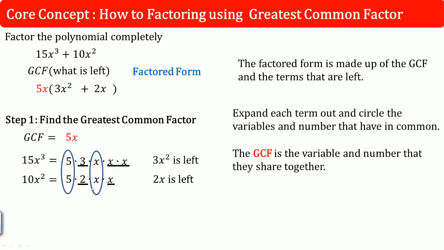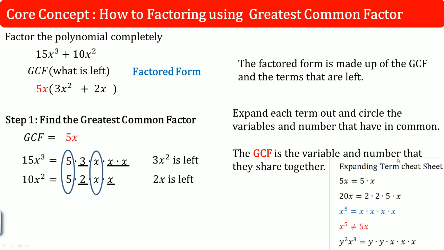If some of you need help down here on how to expand it, I gave you a cheat sheet. So 5x can be broken down into 5 times x, 20x can be broken down into 2 times 2 times 5 times x, and so on and so on. What's in blue is what 5x to the 5th power can be broken up into. Oh, there should be one more x here. 1, 2, 3, 4, 5. Yeah, there should be 5 x's here. Right? 5x to the 5th power is not equal to 5x. Make sure you understand that. So this is a little cheat sheet to give you reference.